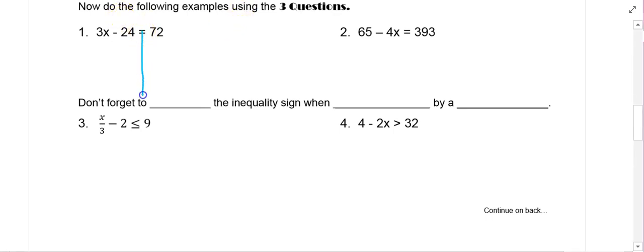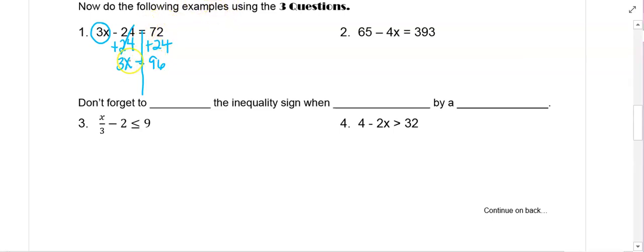So I'm going to come over here, and the first thing I'm going to ask myself is, I'm going to draw my line down. What do I want to get by itself? 3x. So I circle it. What do I need to get rid of? Everything by it. What is by it? A minus 24. How do I get rid of a minus or subtract 24? Plus or add 24, correct? So I'm left with 3x equals 72 plus 24 is 96. And then you're welcome to use a calculator for that. I have an answer key right there.